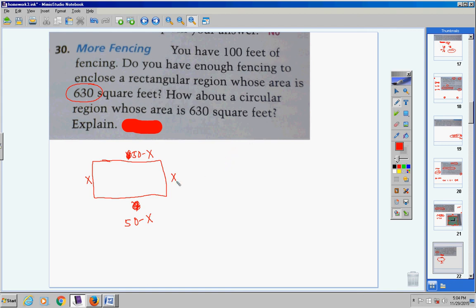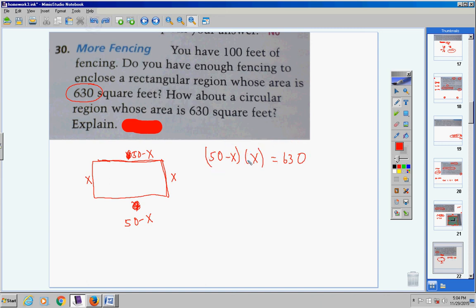Here we go. Let's take length times width. 50 minus x times width. And that should equal your area, which is 630. Let's see if we get out a number for x. Let's see if it's possible, okay? So length times width equals area. There's my area, there's my width, there's my length.